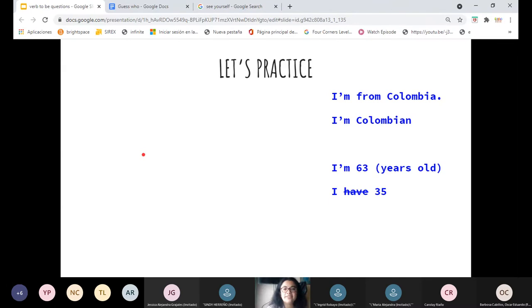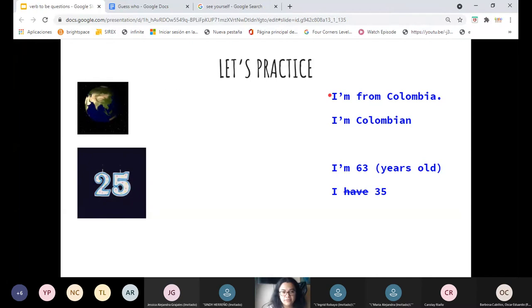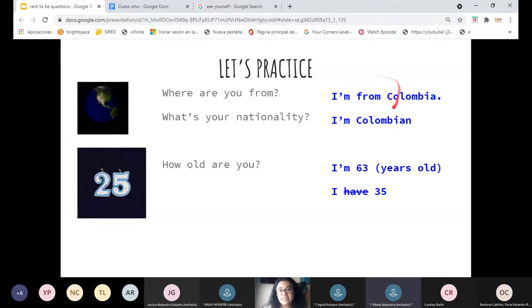And so, guys, in this case, what is the question? It says, I'm from Colombia or I'm Colombian. What is the question in I'm from Colombia? Where are you from? Okay, so where are you from, right? And in this second one? What's your nationality? Yes, what's your nationality, okay?